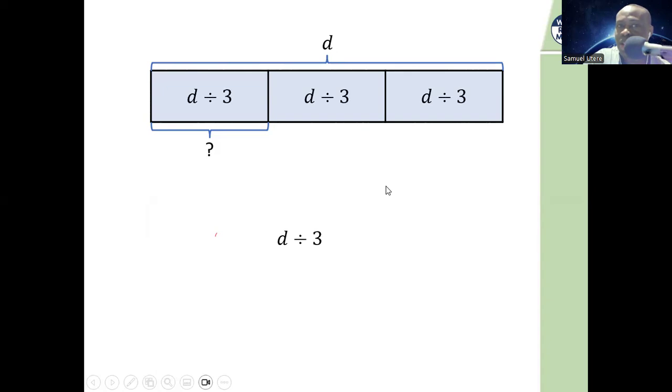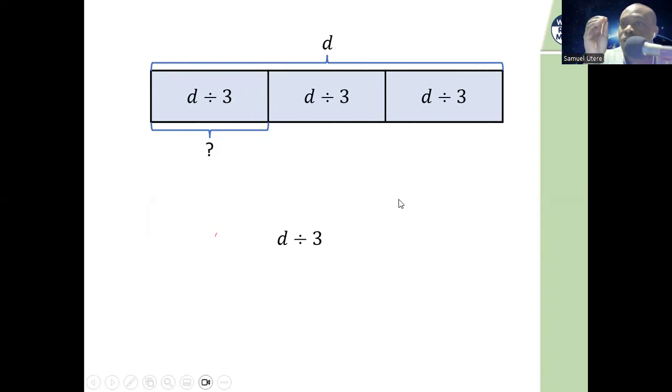So I can write it like that. So each box, each bar of this bar model is D divided by 3. So for example, if this whole bar was, let's say, 6, each of these boxes will be 6 divided by 3, which is 2.